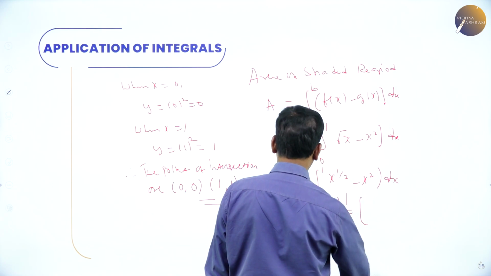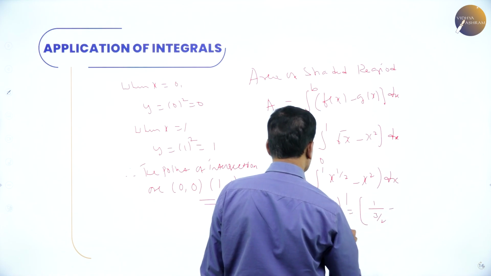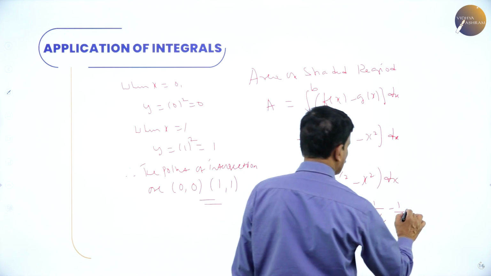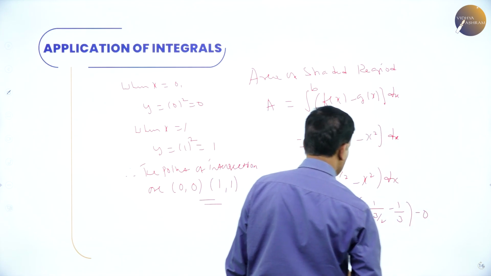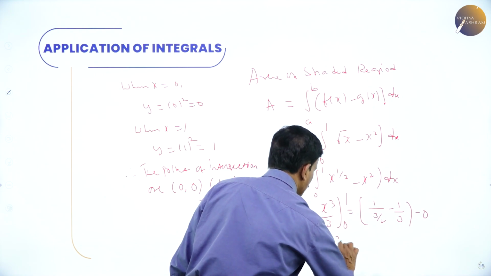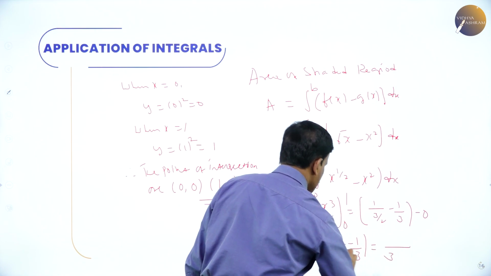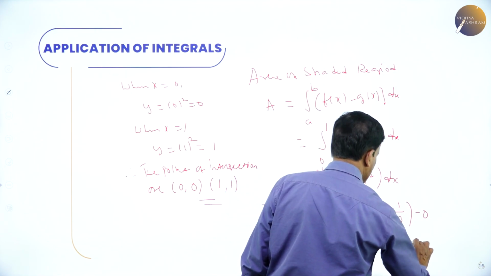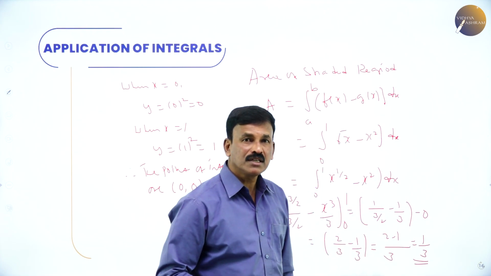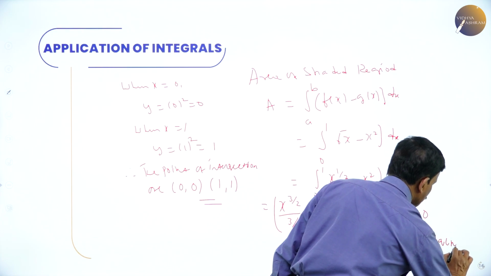Just apply the upper limit. 1 to the power of 3 by 2 is 1, divided by 3 by 2, minus 1 cube is 1 by 3, minus 0, because 0 into any number is 0. Now what is this equal to? Just take this to the numerator: 2 by 3 minus 1 by 3. Take 3 as the LCM. 2 minus 1, that's equal to 1 by 3. That's it. Okay. So therefore the required area is equal to 1 by 3 square units.